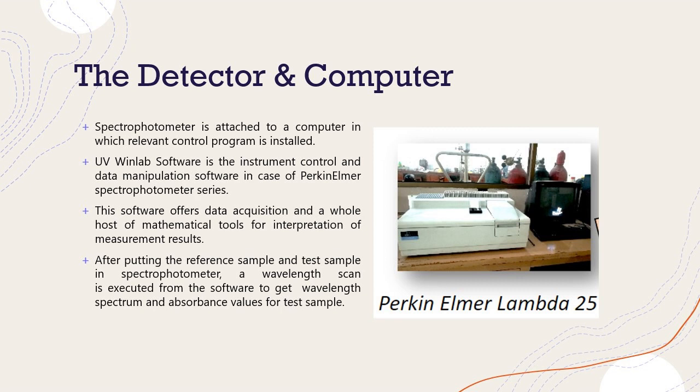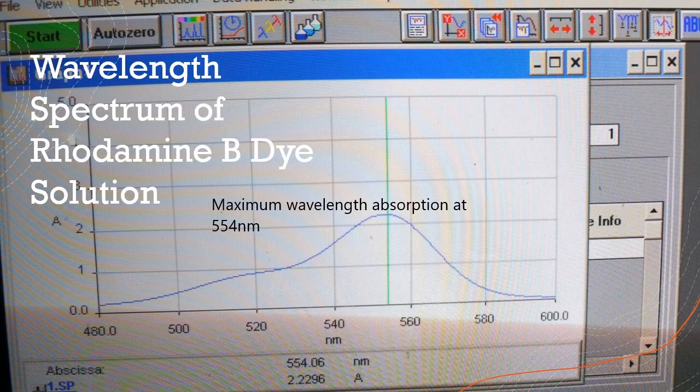After putting the reference sample and test sample in the spectrophotometer, a wavelength scan is executed from the software to get the wavelength spectrum and absorbance values for the test sample. Here is the generated wavelength spectrum of rhodamine B dye solution with 10 ppm concentration. The maximum absorption wavelength is 554 nanometers.